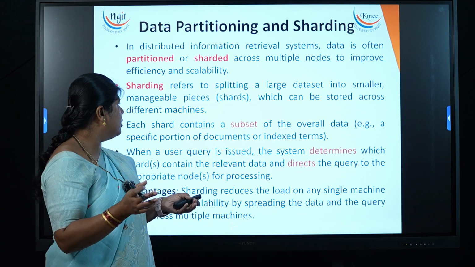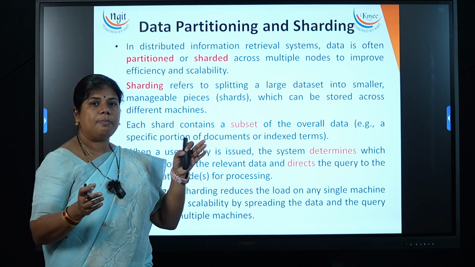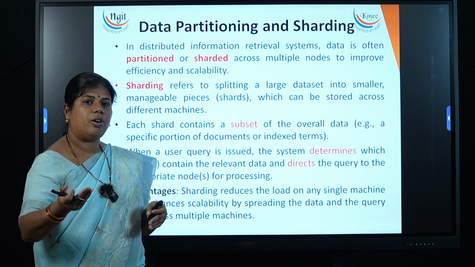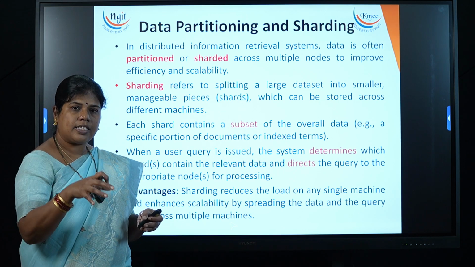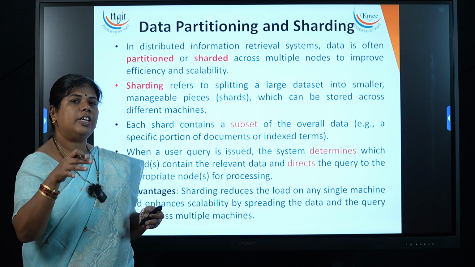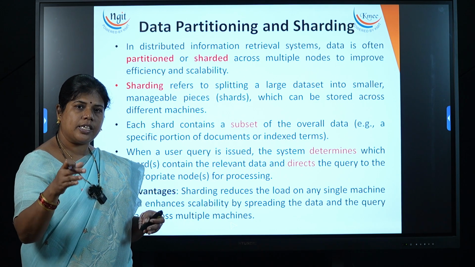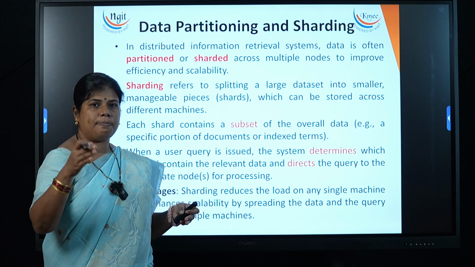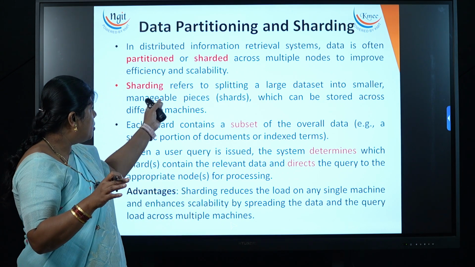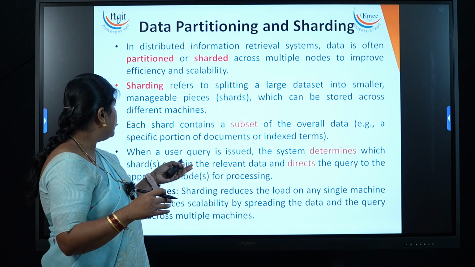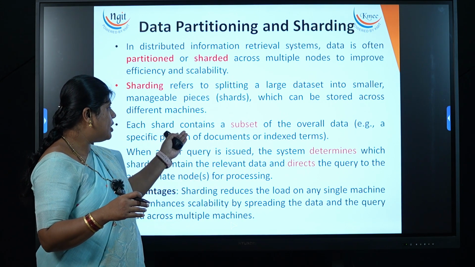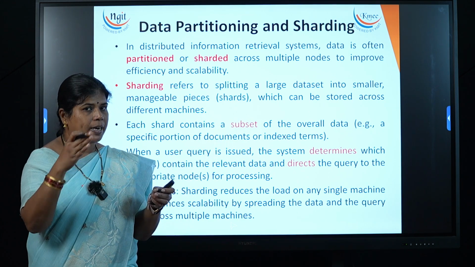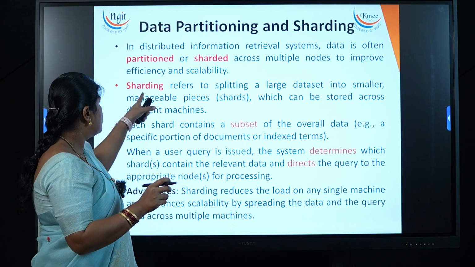Now how will you decide how small is allowed? What should its width be? It depends on manageable pieces, the length of data that you can manage. Based on that, the division will occur. For example, 60 students can be accommodated in one section, so each section size will be 60. If I have 200 students, definitely I have to go for 3+1 sections. That is what is called manageable pieces. Now, what is the shard doing? It contains a subset of the overall data. Whole data set you are partitioning, so each partition is called a shard.